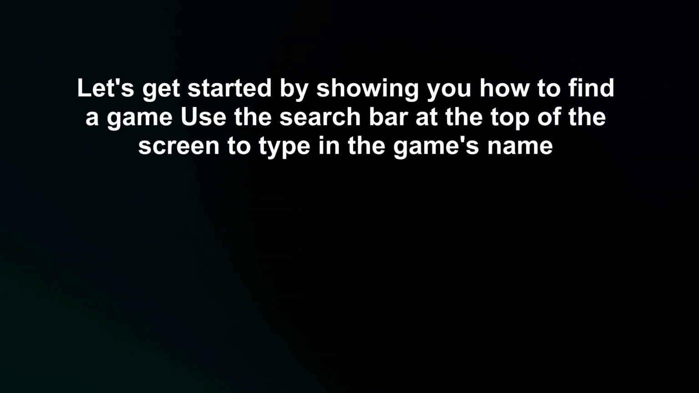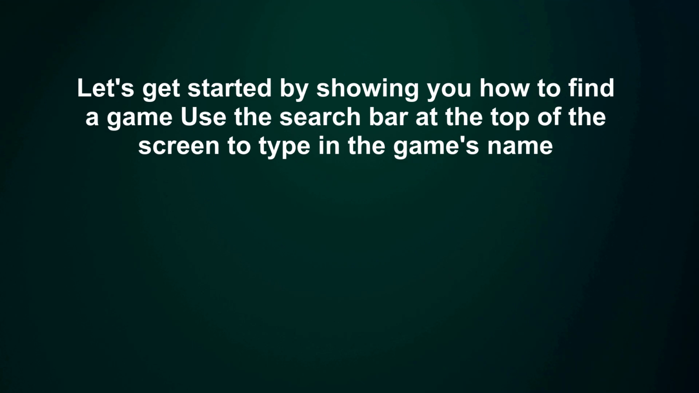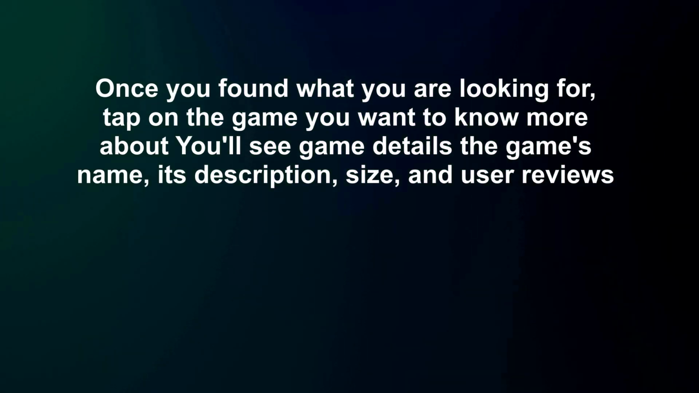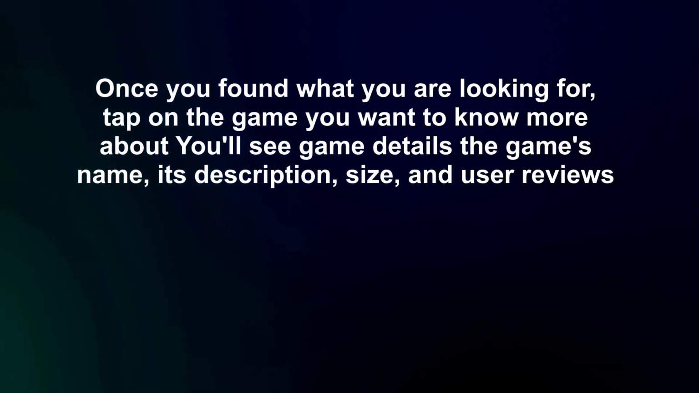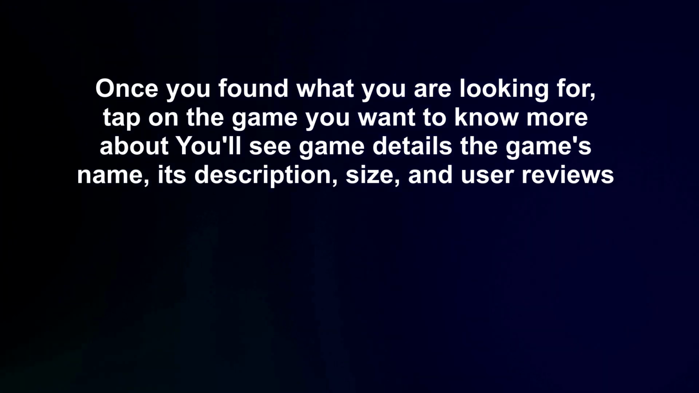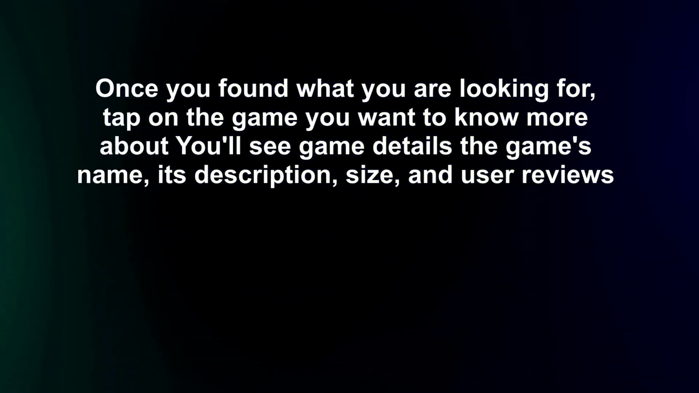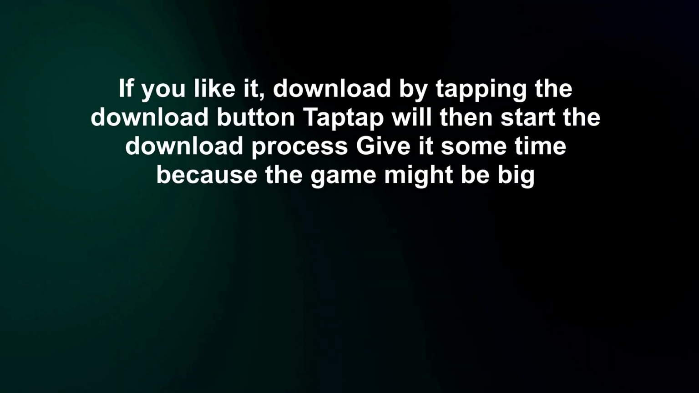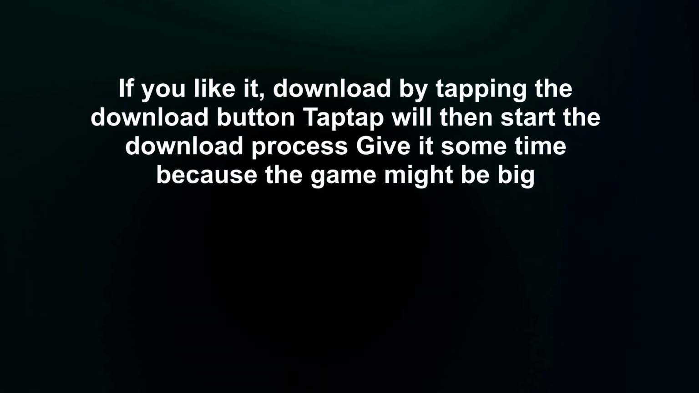Use the search bar at the top of the screen to type in the game's name. Once you've found what you are looking for, tap on the game you want to know more about. You'll see game details, the game's name, its description, size, and user reviews. If you like it, download by tapping the download button.